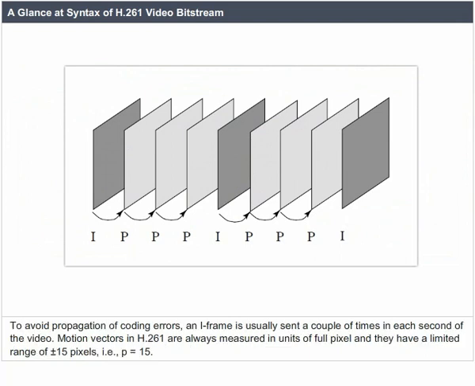To avoid propagation of coding errors, an I-frame is usually sent a couple of times in each second of the video. Motion vectors in H.261 are always measured in units of full pixel, and they have a limited range of plus or minus 15 pixels. That is, P equals 15.